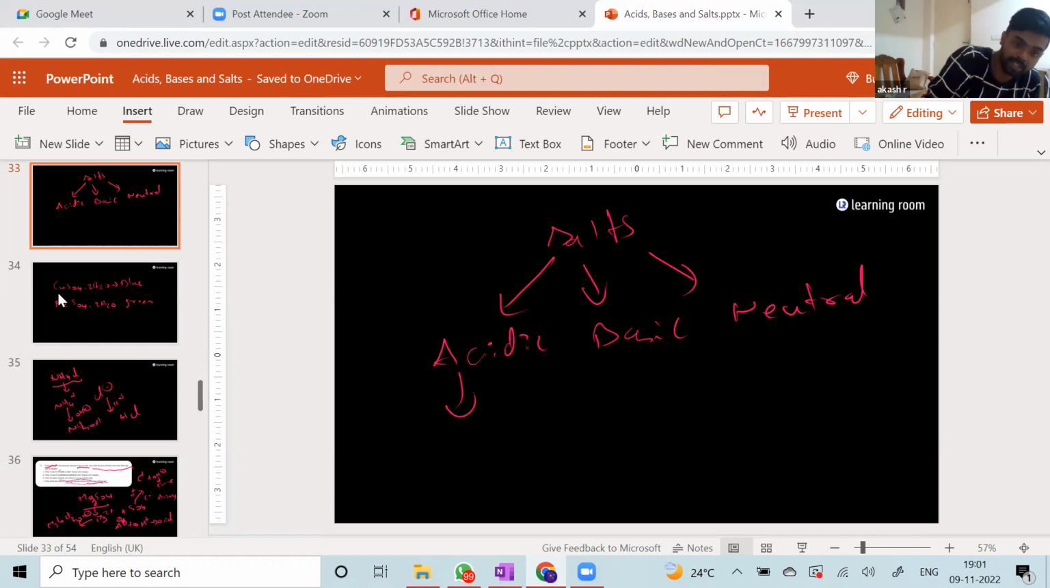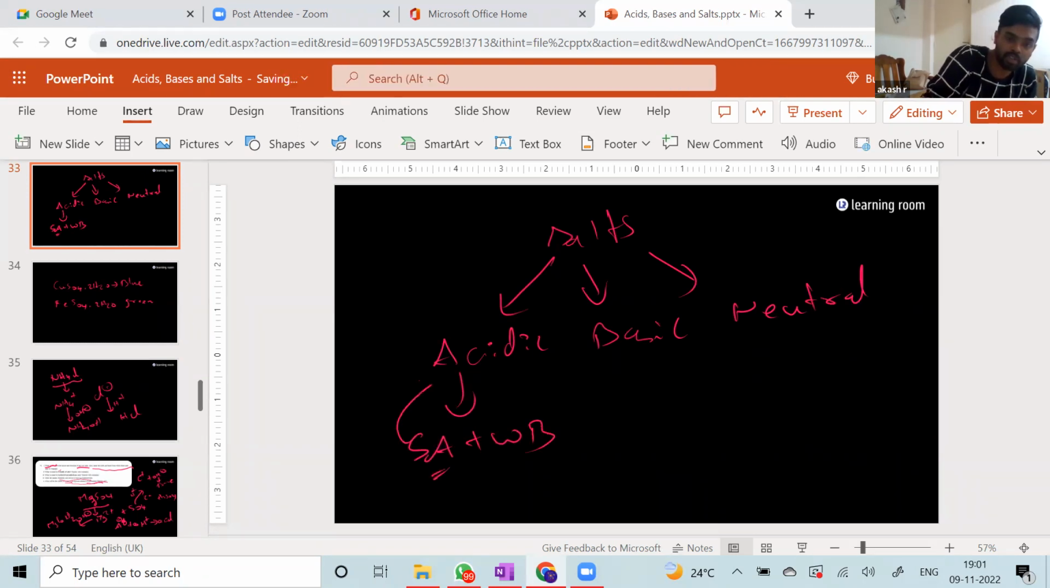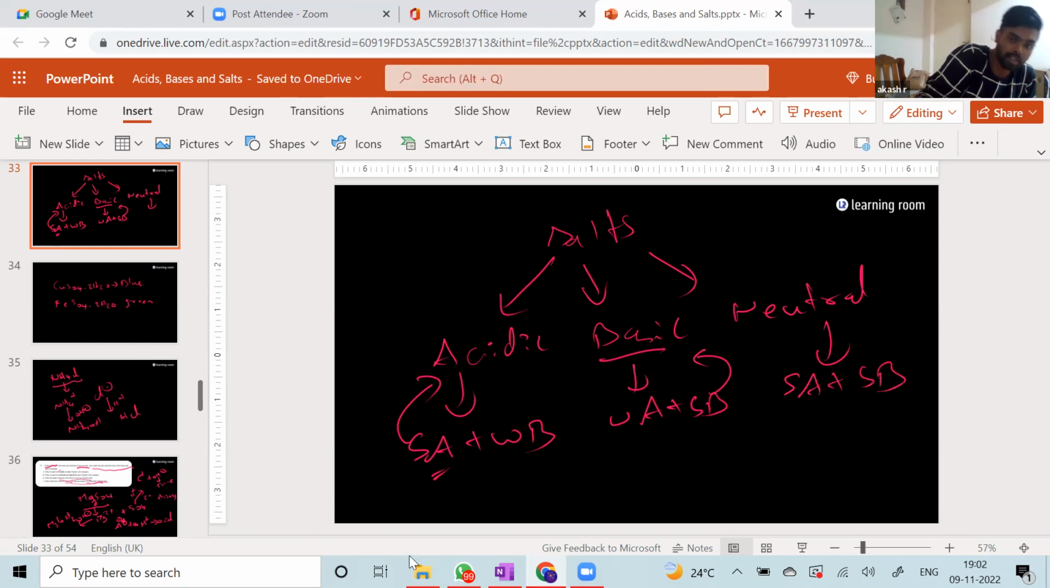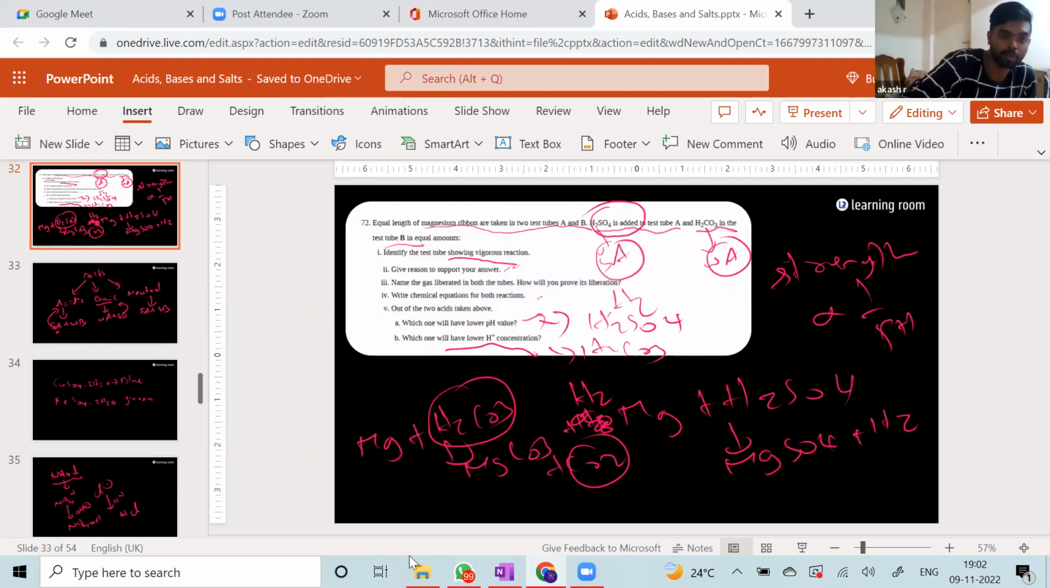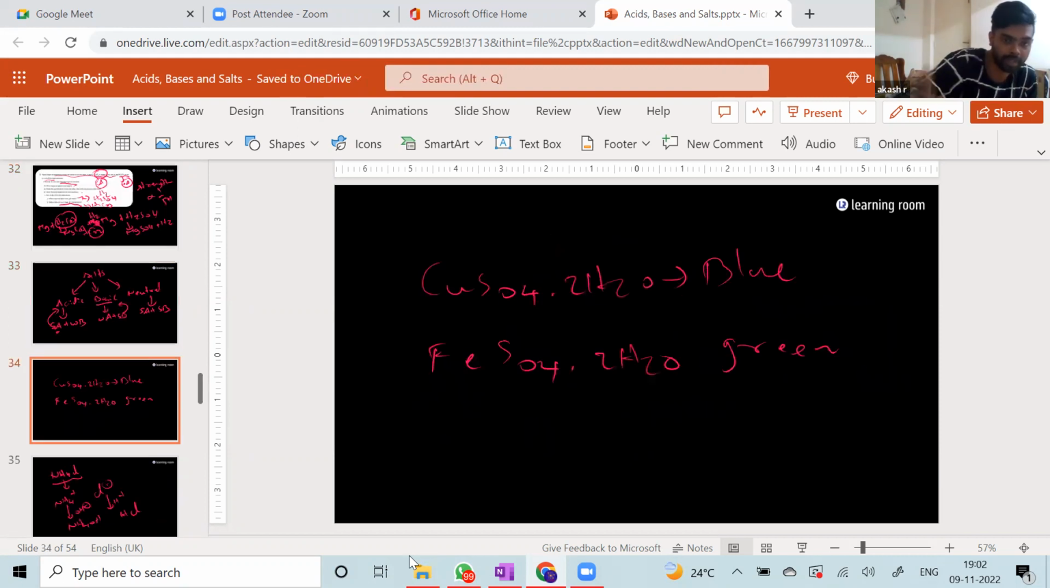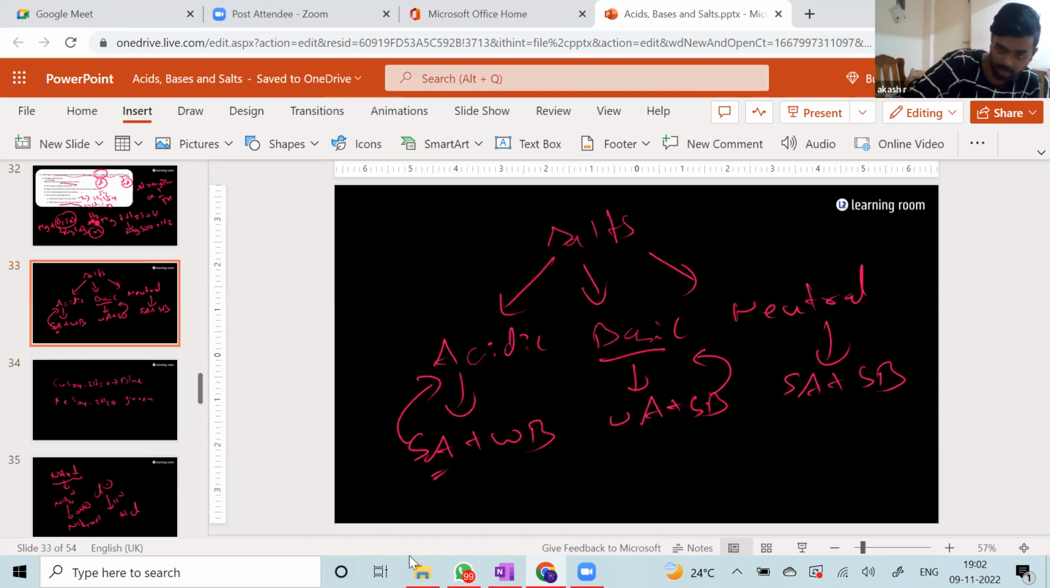For example, an acidic salt is formed by the combination of a strong acid and a weak base. Obviously, whichever is stronger is going to dominate, right? In case of a basic salt, we have a weak acid plus a strong base. Again, whatever is stronger is going to dominate. And in case of neutral salts, you have strong acids and strong bases, okay? I hope you understood this.